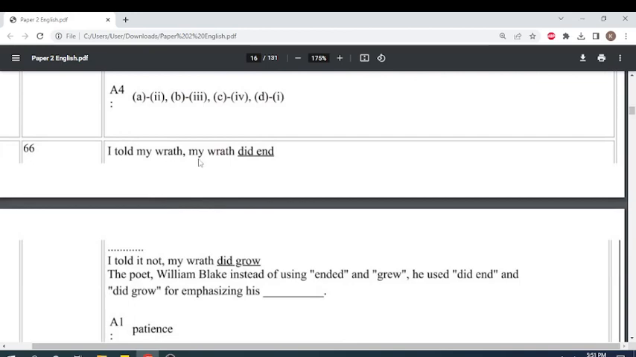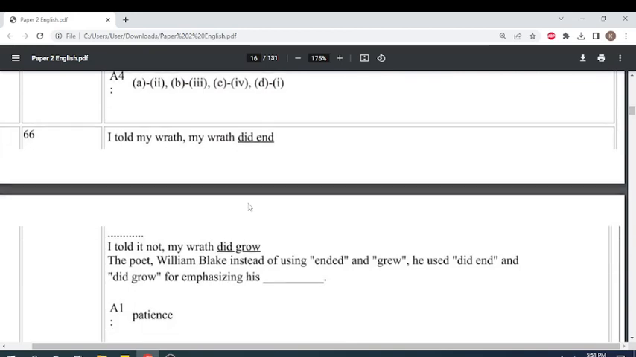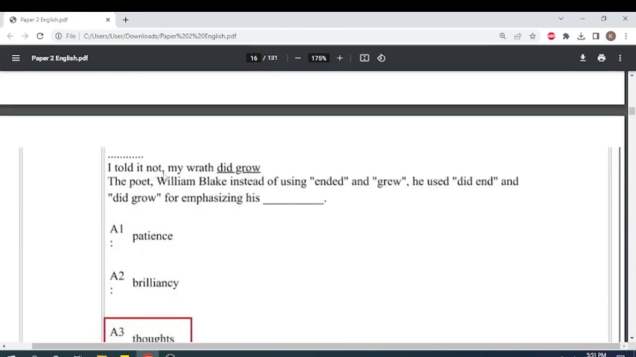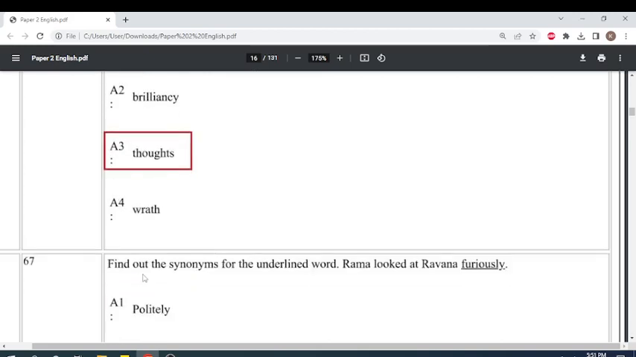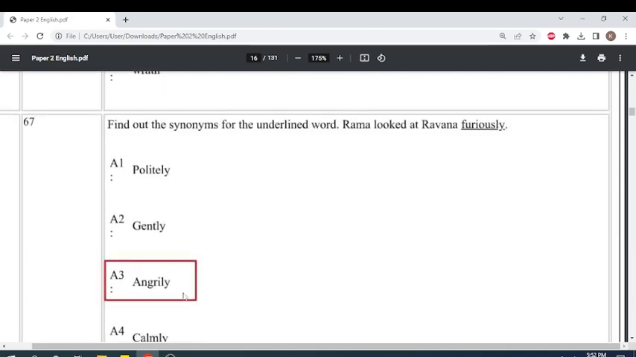66. I told my wrath, my wrath did end. I told it not, my wrath did grow. The poet William Blake, instead of using ended and grew, used did end and did grow for emphasizing his. Answer A3, thoughts. 67. Find out the synonym for the underlined word. Rama looked at Ravana furiously. Answer A3, angrily.